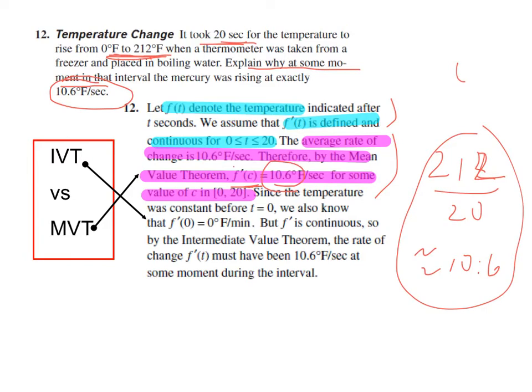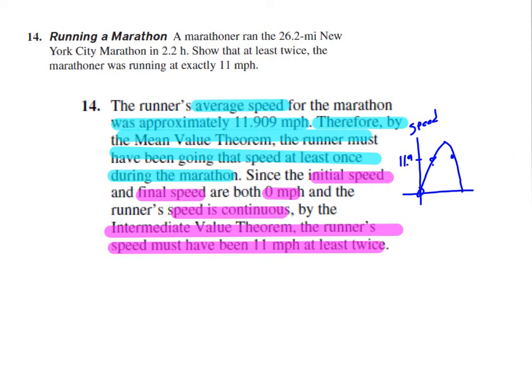To make it a little clearer, consider running a marathon. A marathoner ran the 26.2 mile New York City marathon in 2.2 hours, so we're dealing with miles over a time interval of hours. Show that at least twice the marathon runner was running at, once again, miles per hour. Probably an indicator of the mean value theorem.